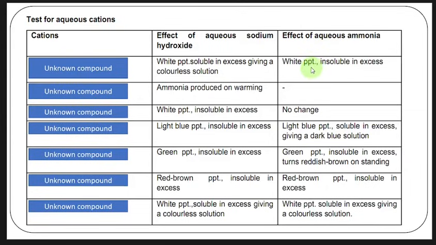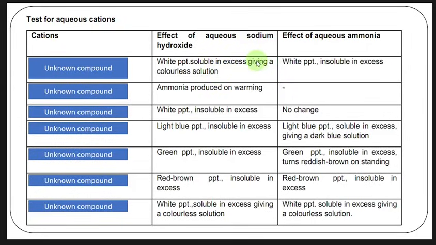So now, let's say those tests that I explained previously, where a compound whose cations are to be identified is divided into two portions. Then to the first portion, they add a few drops of aqueous sodium hydroxide. If the observation made is that a white precipitate is observed, then when excess aqueous sodium hydroxide is added to the same portion of the compound, the white precipitate that was formed is soluble in excess, giving a colorless solution.